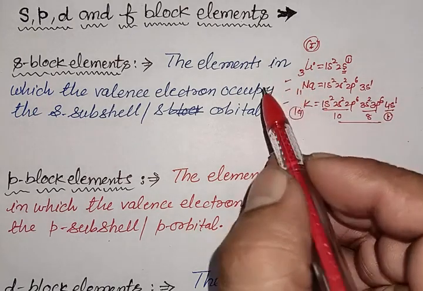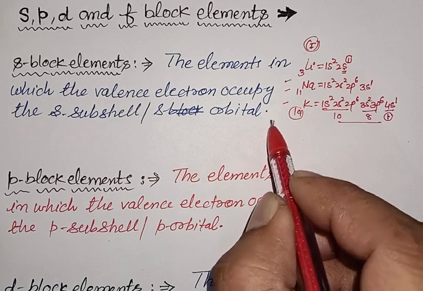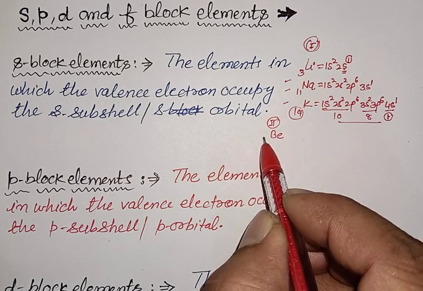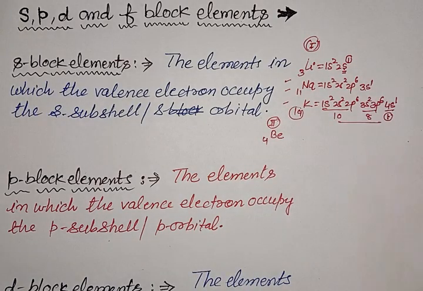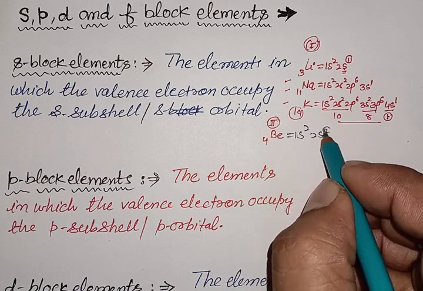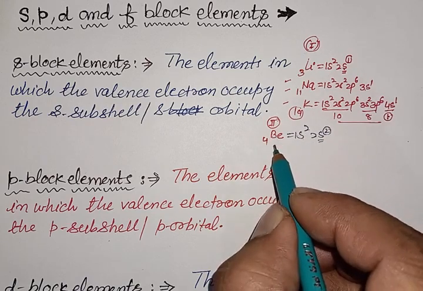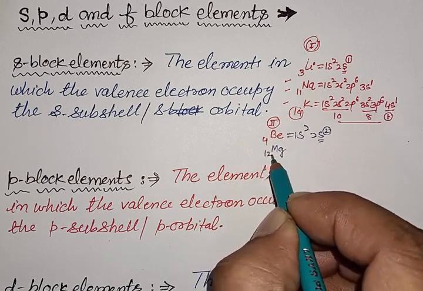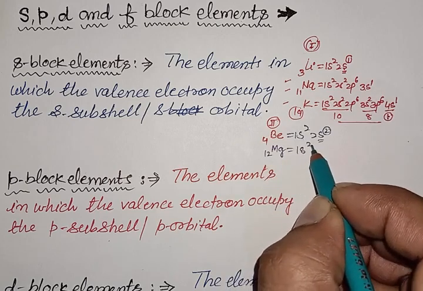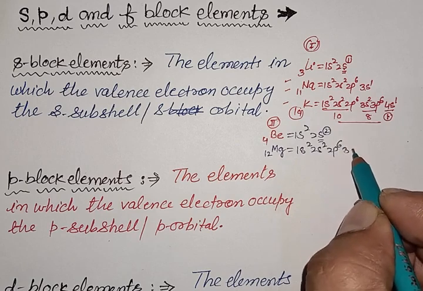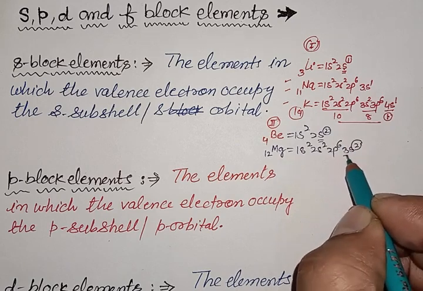In a similar way, group number 2 elements like beryllium, atomic number 4, have the electronic configuration 1s2 and 2s2. The valence electron occupies the S subshell. Below beryllium in group number 2, there is magnesium, atomic number 12. The electronic configuration is 1s2, 2s2, 2p6 and 3s2. So the valence electron occupies the S subshell.